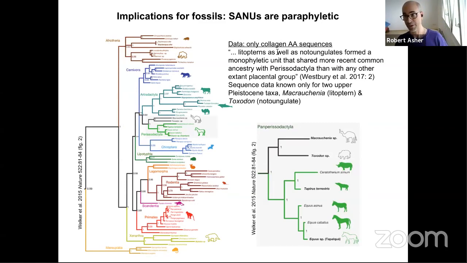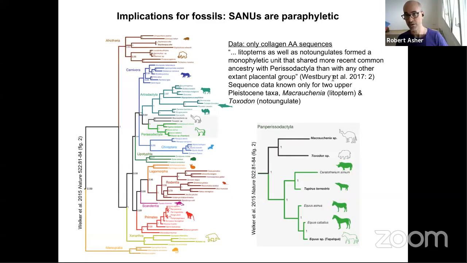And just in the past couple of years, a couple of real breakthroughs have happened. Welker et al., like I mentioned before, were able to extract some collagen proteins. They're not the only one. Mike Buckley had a paper along these lines. And both of these papers supported the hypothesis that at least for the upper Pleistocene taxa, namely Macrauchenia and Toxodon, which they actually sampled, you get this Perissodactyla-Sanu clade.